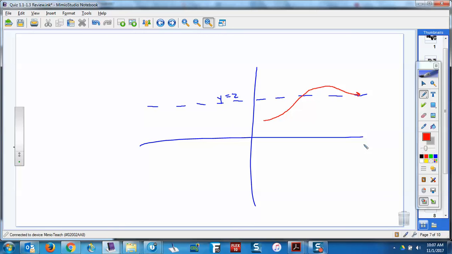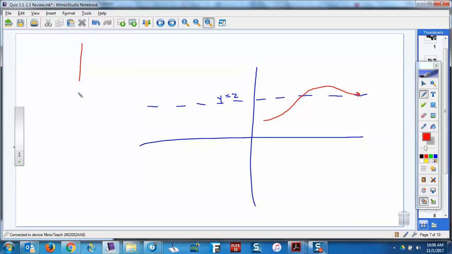But horizontal asymptotes you can cross, because all the horizontal asymptote is about is what this graph is approaching way, way out here. We don't care what's happening back in there. It's way, way out here or way, way that way. Okay, that's what we care about with horizontal asymptotes. It's out at infinity.